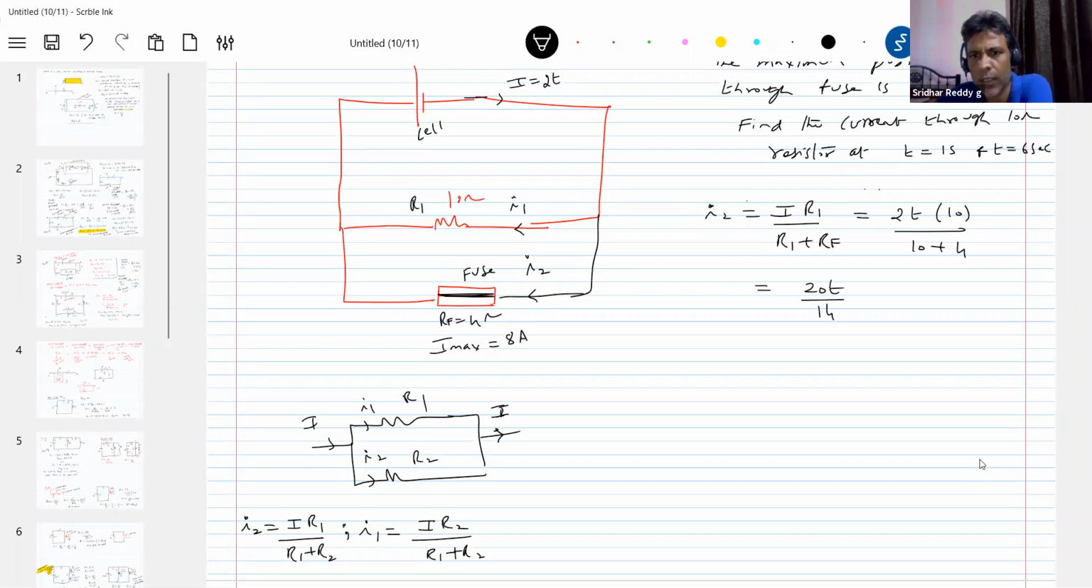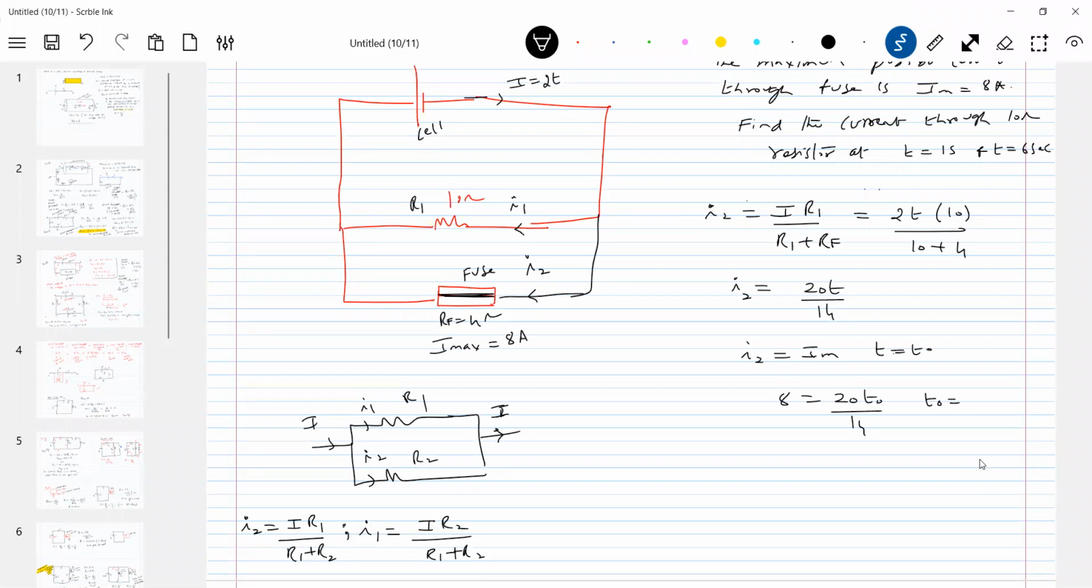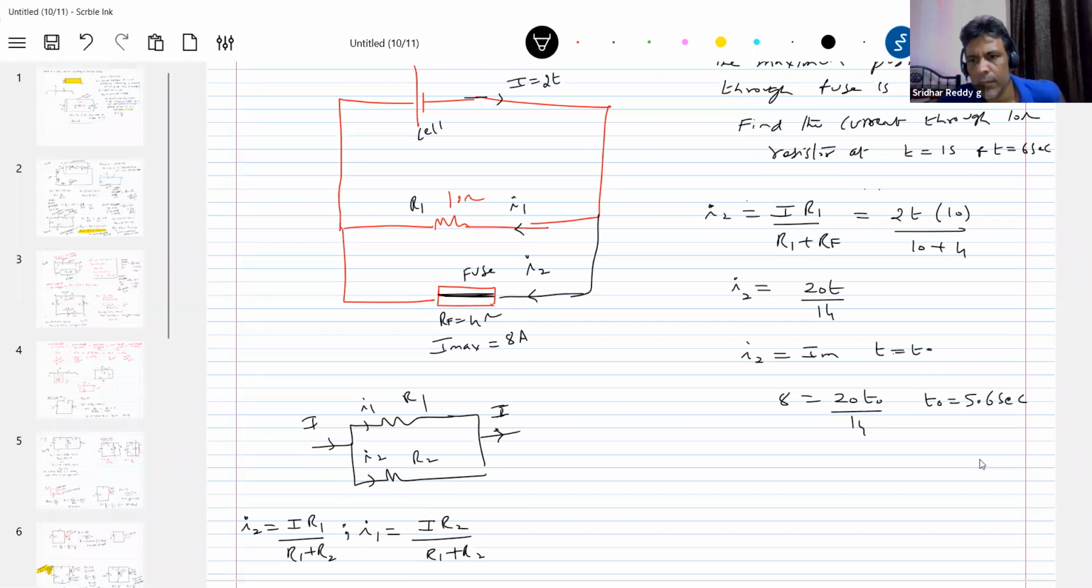20t by 14. What is the maximum permitted value of I2? When I2 becomes equal to Im, we'll calculate the time, let it be T naught. So this should be equal to 8: 20t by 14 equals 8. What is the value of T naught? 5.6 seconds. The fuse will burn out.